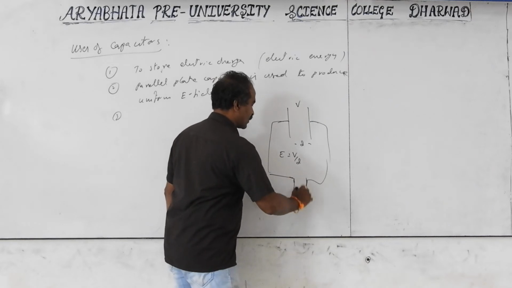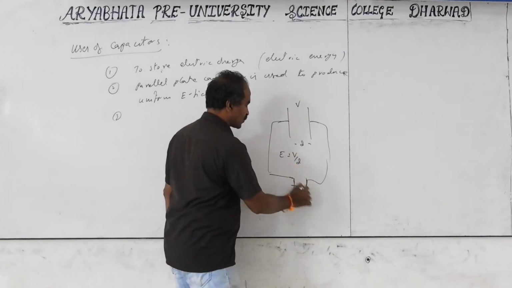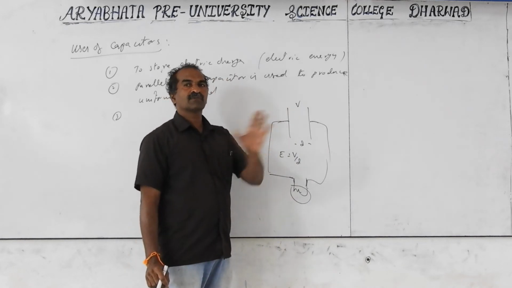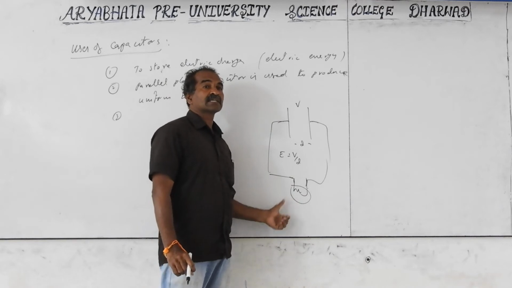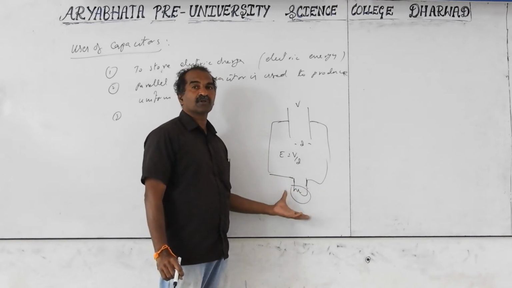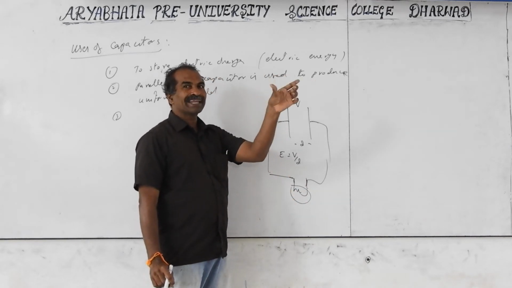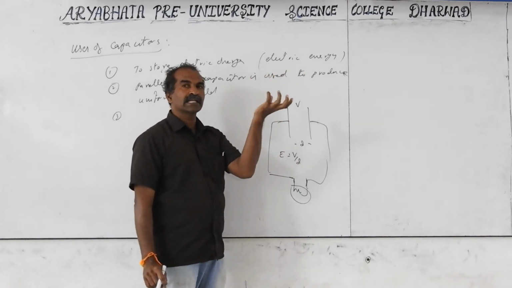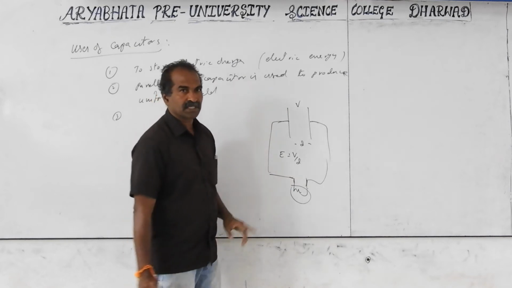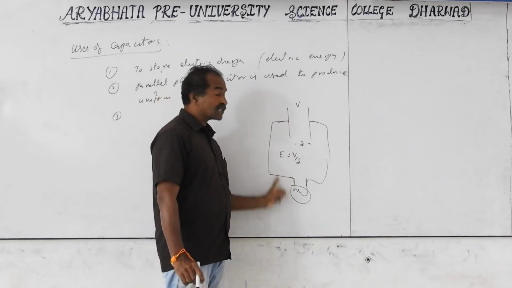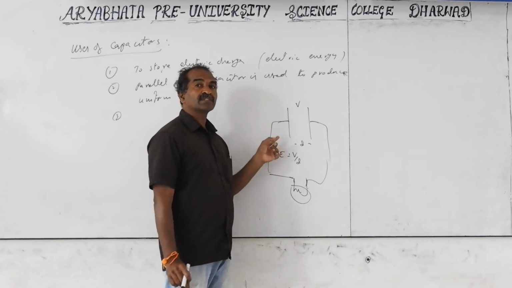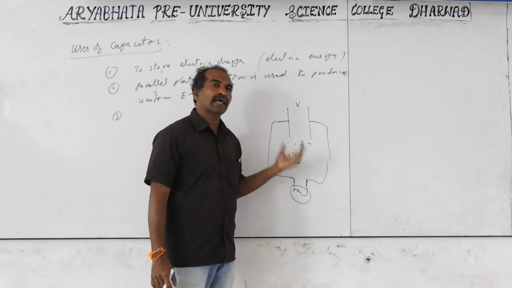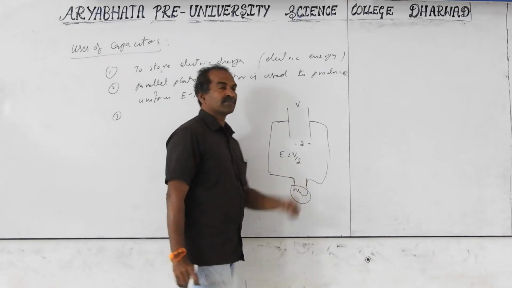In the flashlight, a large current suddenly passes through the resistance and it gets heated up. Resistance is the device which opposes the flow of electrons, and the loss of energy of the electrons appears as heat energy. The filament of the bulb gets heated, converting electrical energy into heat energy and then light energy. So if you want large currents in a short interval of time, capacitors are used. We can get low voltage as well as high voltage for this purpose.